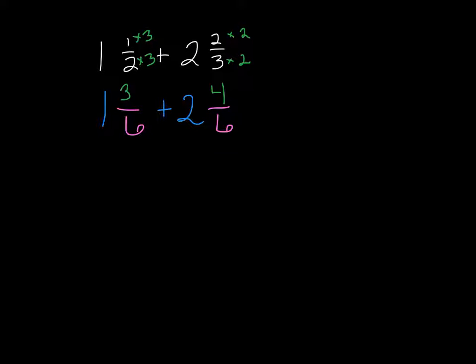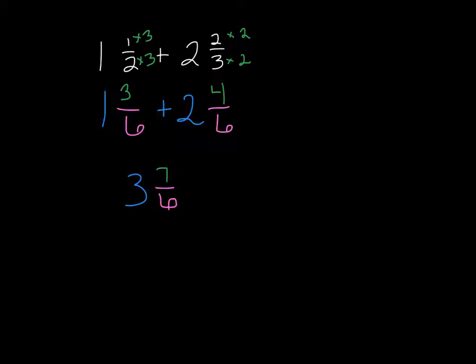Now, add your whole numbers together. 1 plus 2 is 3. Add your numerators together. 3 plus 4 is 7. And we keep that common denominator. Now we have an improper fraction inside of a mixed number, and that's never okay.